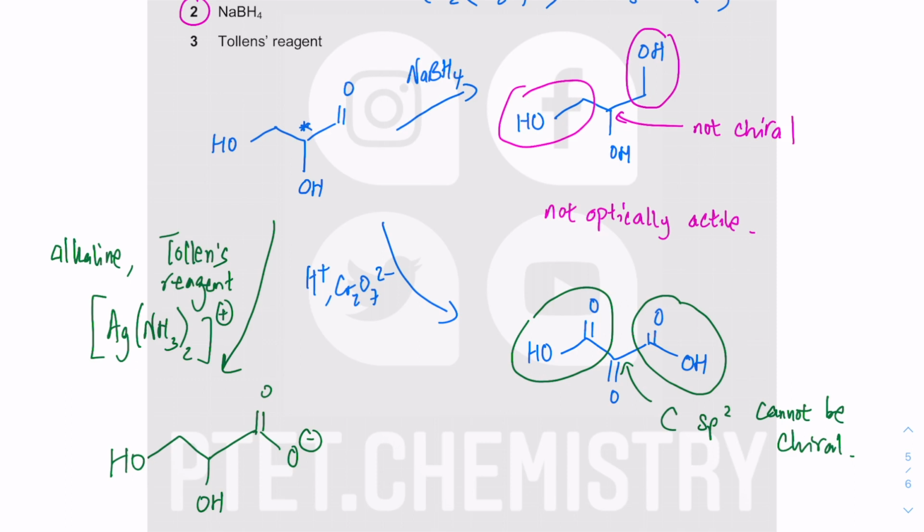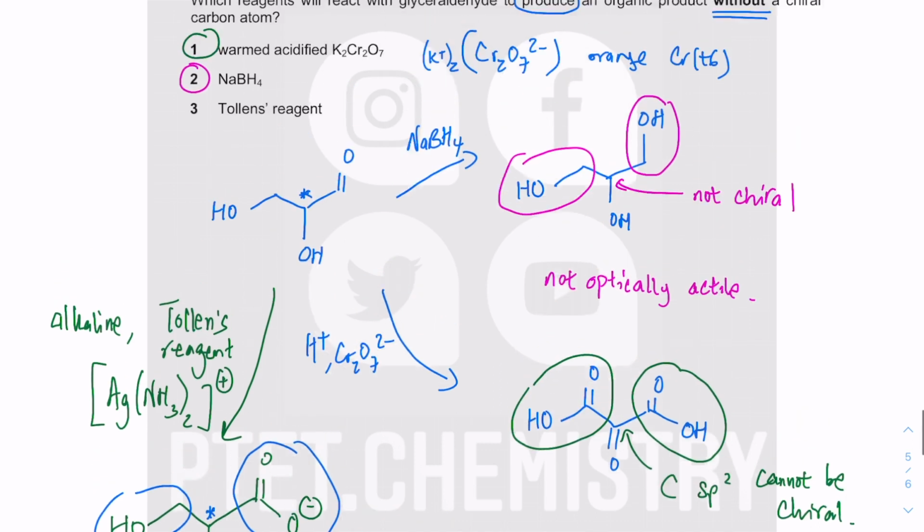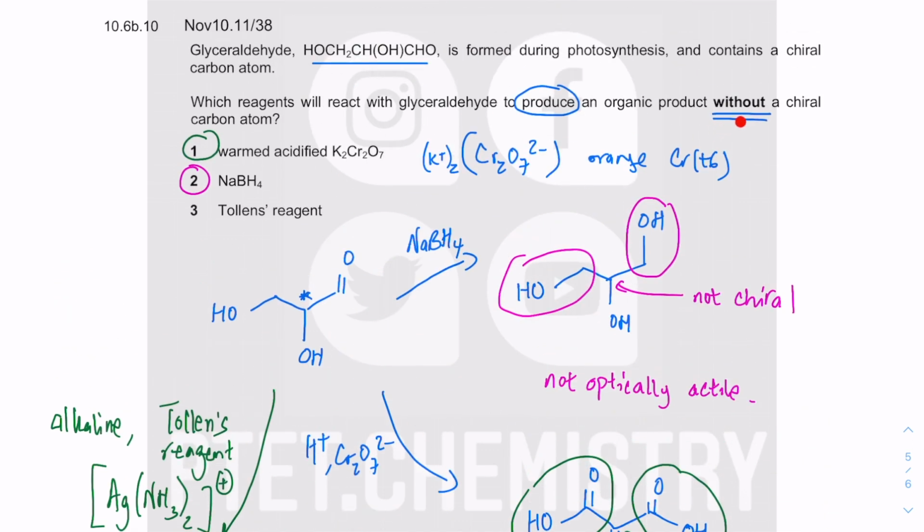Regardless, I hope you can see that you actually have different groups. This is a CH2OH, this is an OH, this is a carboxylate, which could become carboxylic acid if you add in excess acid to get rid of the hydroxide, the alkaline condition, which is part of Tollens reagent, by the way. And this thing is chiral, so it has a chiral carbon, and therefore that is not a product that we want. According to the question, you want a product without chiral center, so only 1 and 2 are correct. There must be option B there.